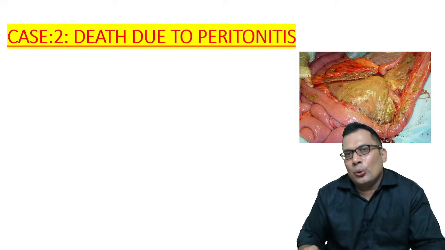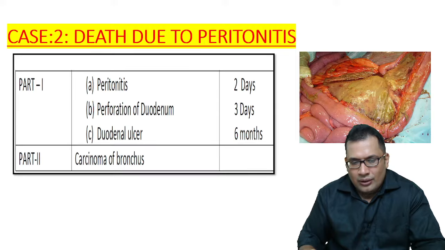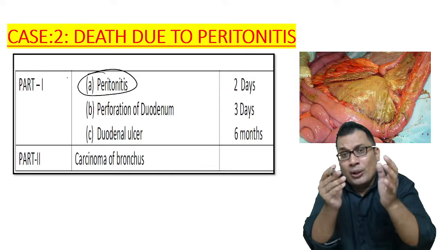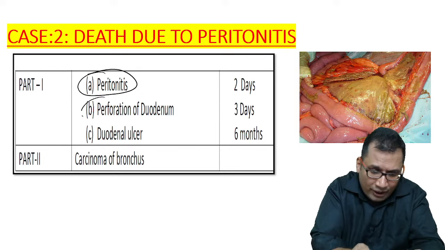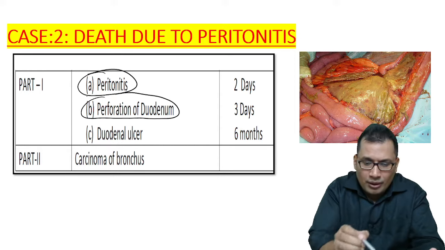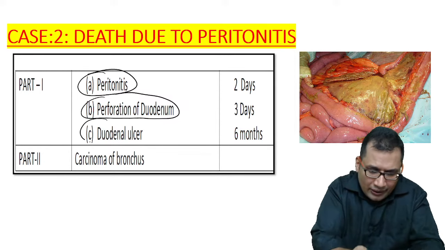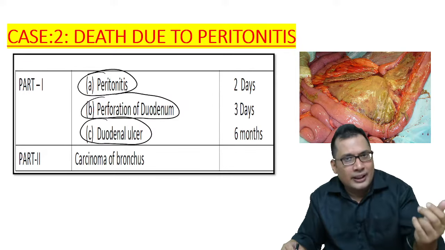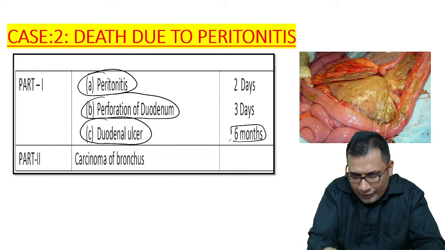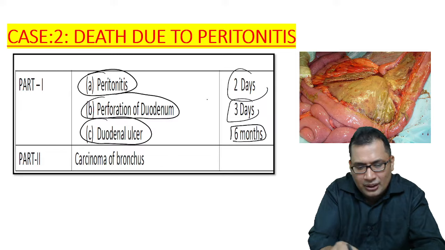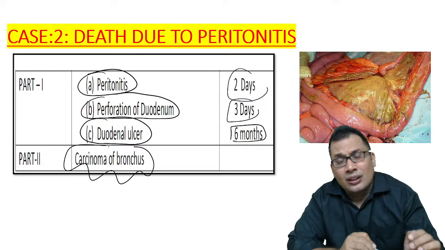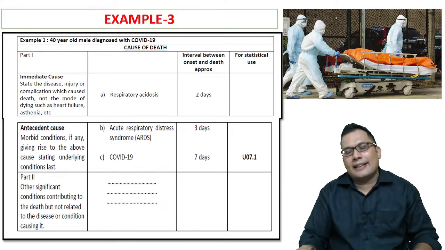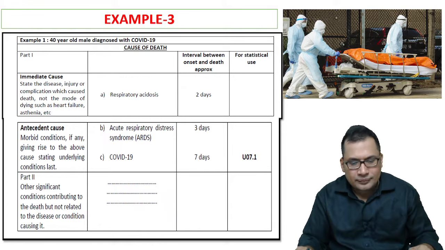Second example, death due to peritonitis. Immediate cause of death is peritonitis. That is 1A. Peritonitis as a consequence of perforation of duodenum. Perforation of duodenum is due to what? Duodenal ulcer. As you know, duodenal ulcer can lead to two important complications, either perforation or bleeding. So again here, the time interval you need to mention. This is how you should mention. Carcinoma is another significant condition found in the patient.